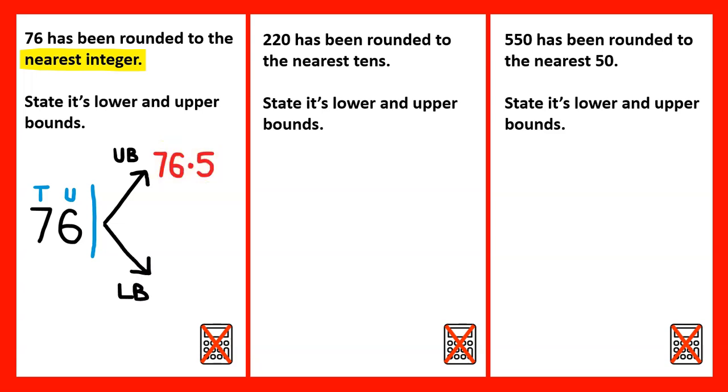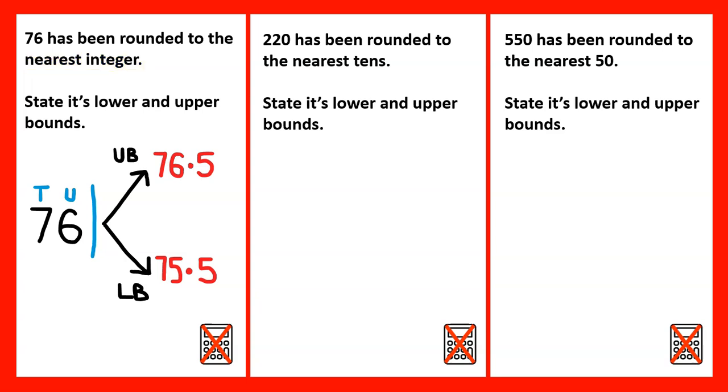The lower bound is the smallest actual value the number can take and still be rounded up to the number in the question. And we can quickly work this out by putting a 5 in the next place value column to the right, but remembering to take away 1 from the number before the rounding line, turning 76 into 75.